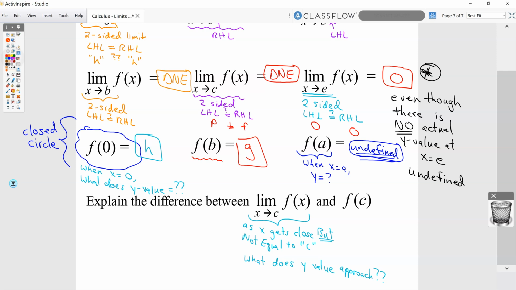When you are doing function notation, this means find the exact y value when x is exactly equal to c.